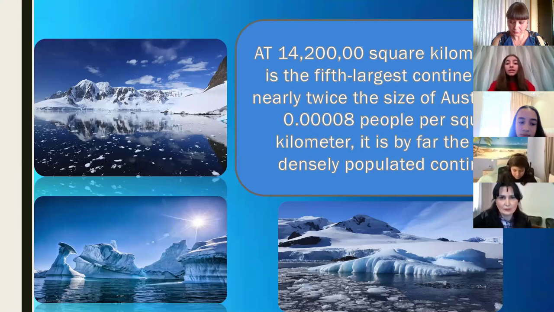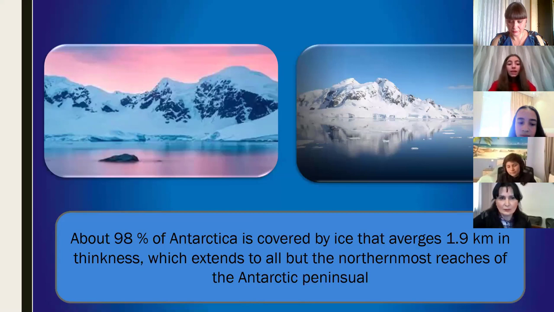At 0.0008 people per kilometer, it is by far the least densely populated continent. About 98% of Antarctica is covered by ice that averages 1.9 kilometers in thickness, which extends to all but the northernmost reaches of the Antarctic Peninsula.